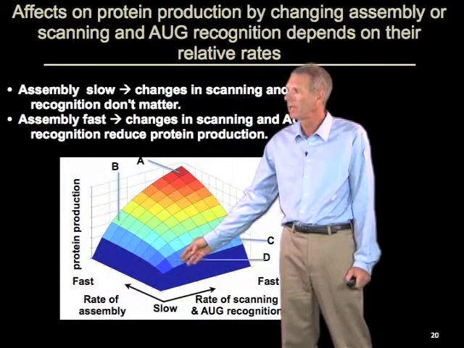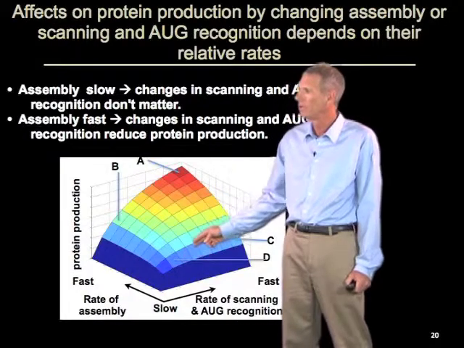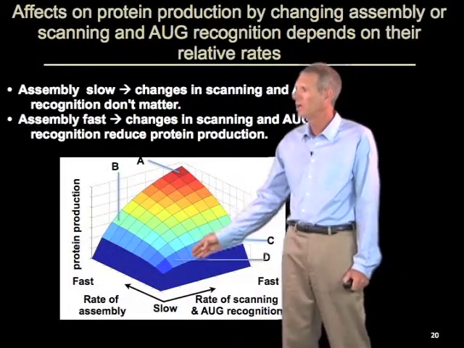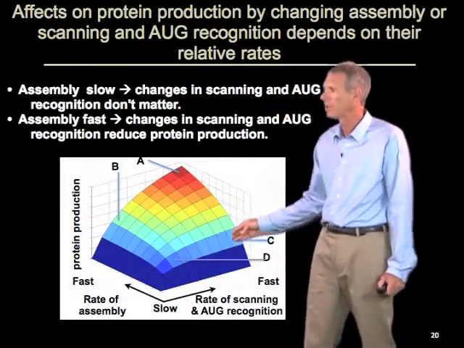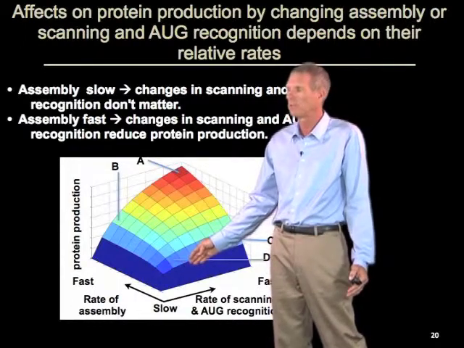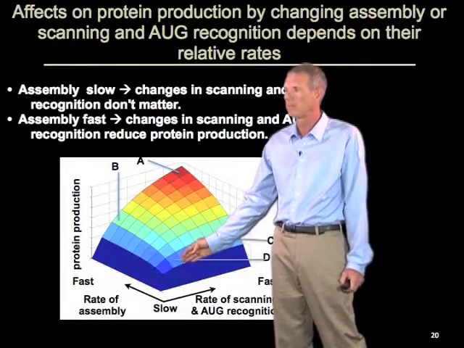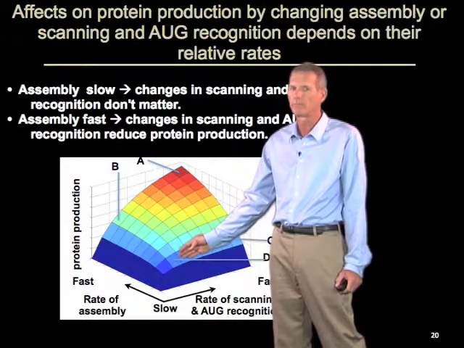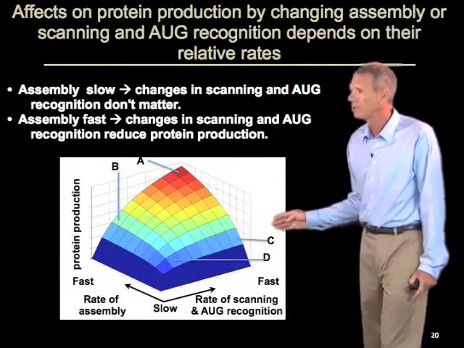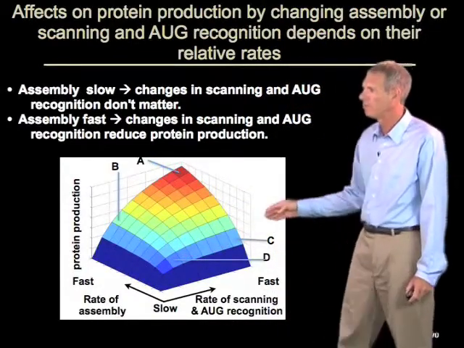If we change the rate of scanning and AUG recognition from fast to slow, it doesn't really change the amount of protein production, right? And that's simply because the rate limiting step is the rate of assembly of the initial translation complex. Conversely, consider an mRNA where the rate of assembly is fast.